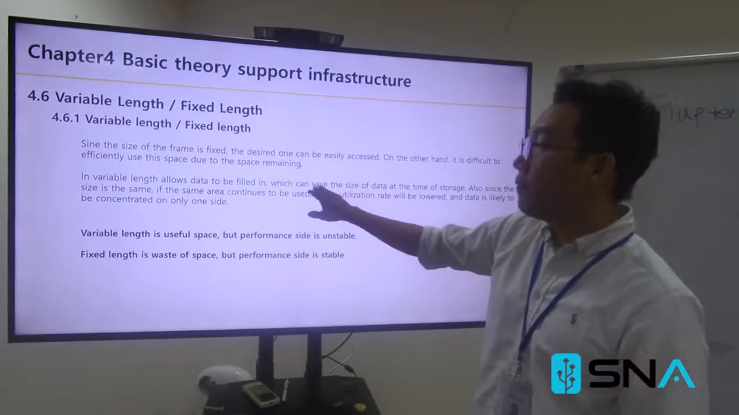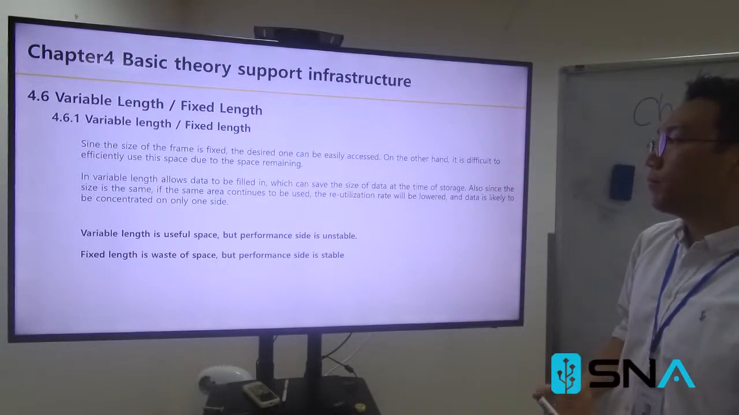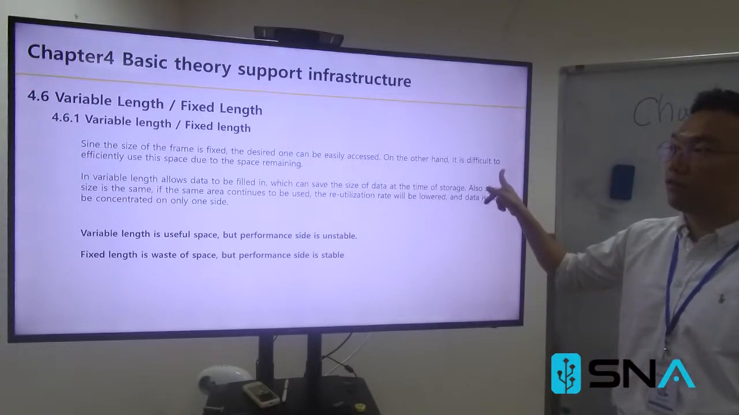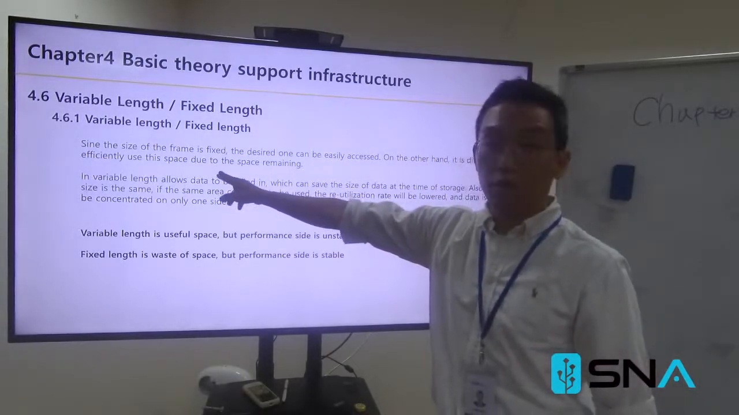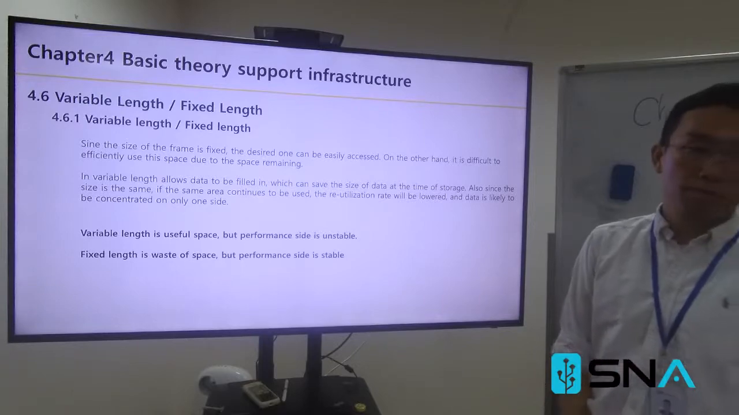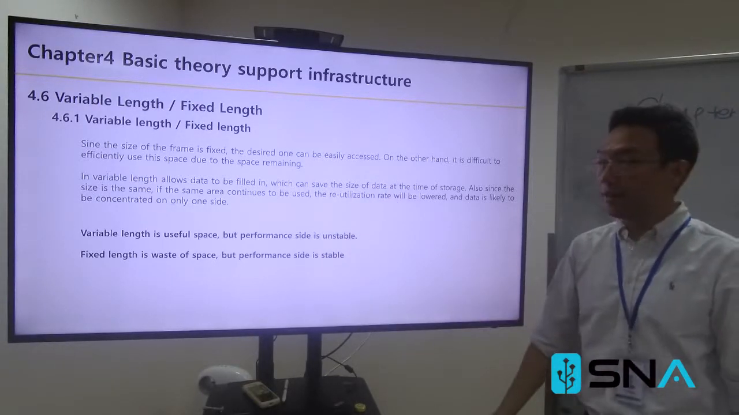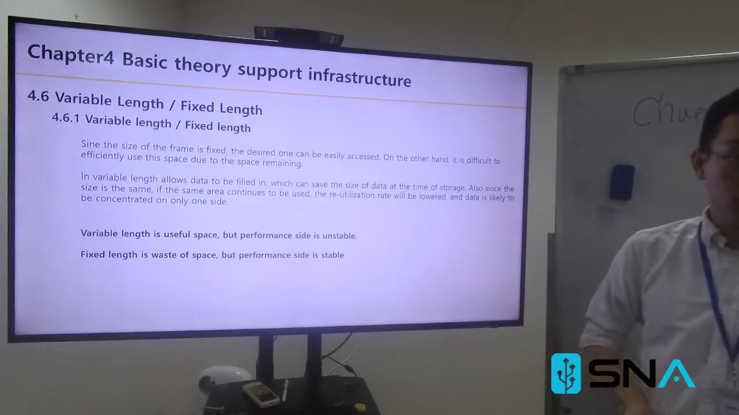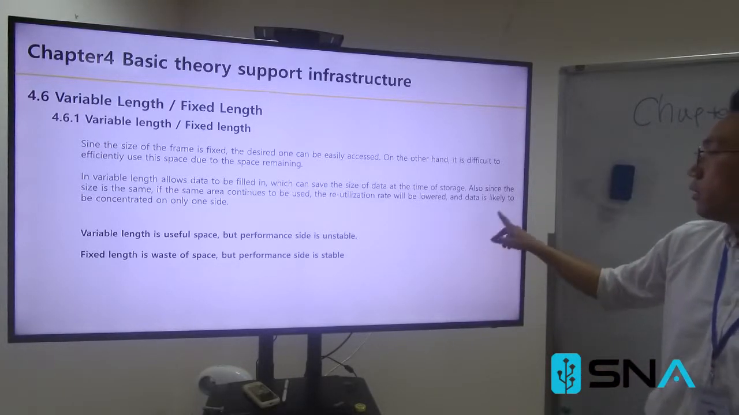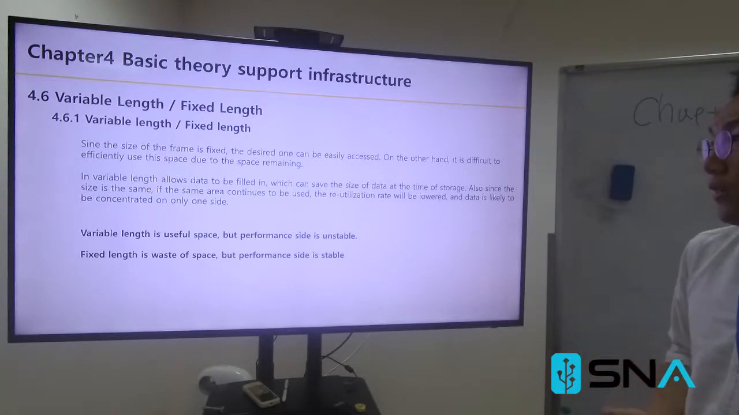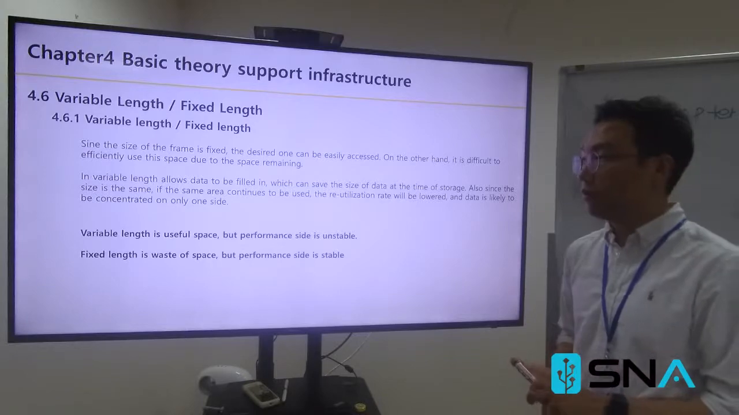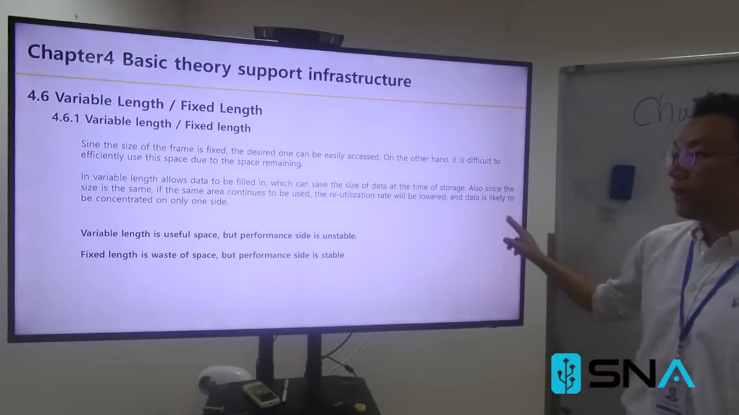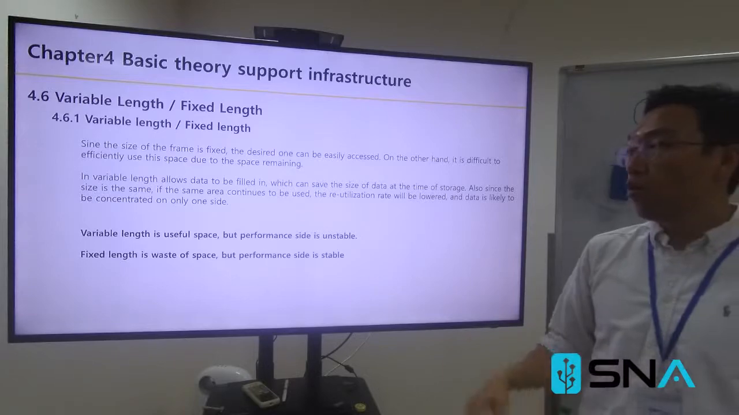Since the size of the frame is fixed, the desired one can be easily accessed, and you can easily find it. On the other hand, it is difficult to use space efficiently due to the space remaining, because you have to waste space. Variable length allows data to be filled in, which can save the size of the data at the time of storage. Also, since the size is the same, if the same area continues to be used, the reutilization rate will be lowered, and data is likely to be concentrated on only one side.